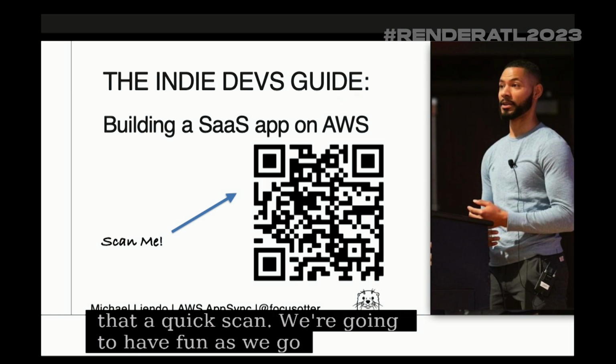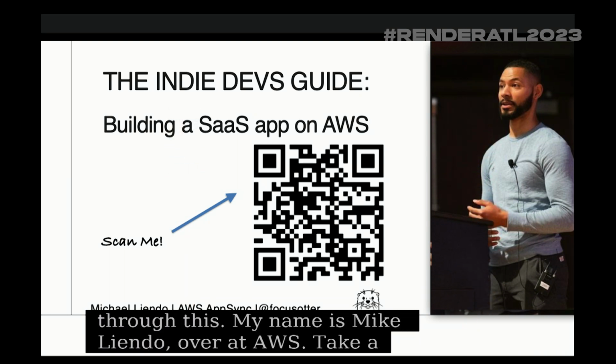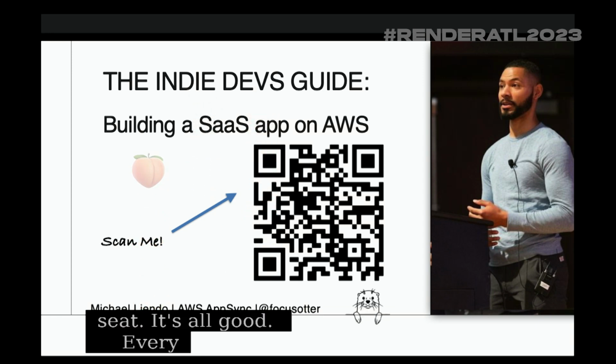Once again, my name is Michael Liendo, Senior Developer Advocate over at AWS. Come on, take a seat, it's all good. And everywhere online, you can find me at Focus Order. But today we're gonna be talking about SaaS applications.